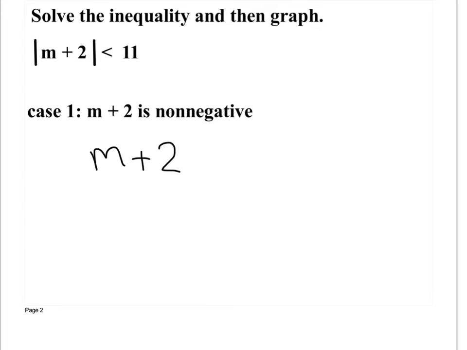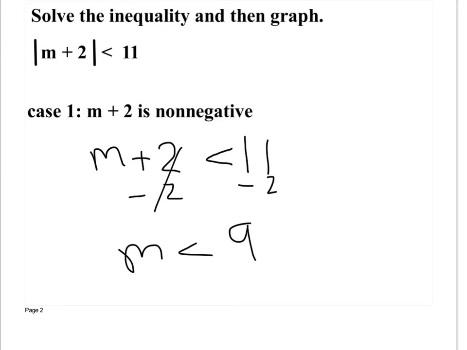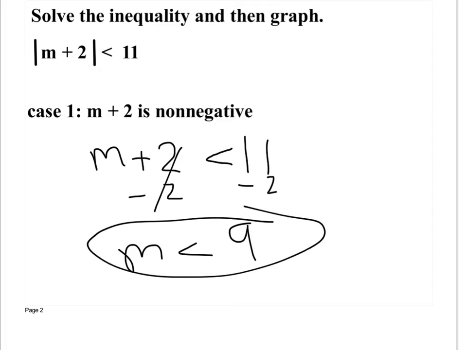So we just solve this. We don't change anything. M plus 2 is less than 11. So we subtract 2 from both sides. M is less than 9. So that's my first answer. You will have 2 because it's absolute value and it's an inequality. Everybody have this written down? Yes. Is that all you have to do?